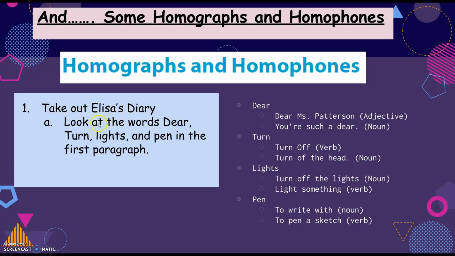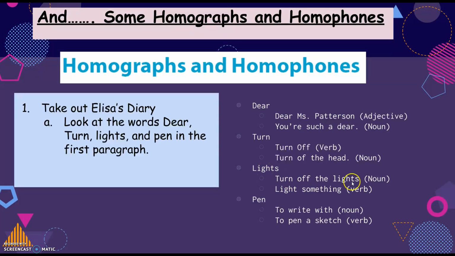I want you now to take out Elisa's diary and look at the words turn, lights, and pen in the first paragraph. Okay? I want you to first look at dear. So dear is a homograph, and it can be "Dear Miss Patterson" as an adjective, or "you're such a dear" to describe how sweet someone is. When you look at turn, you can say turn off the lights, which is a verb, to turn off, and turn of the head. So they're describing the way the head is turning.